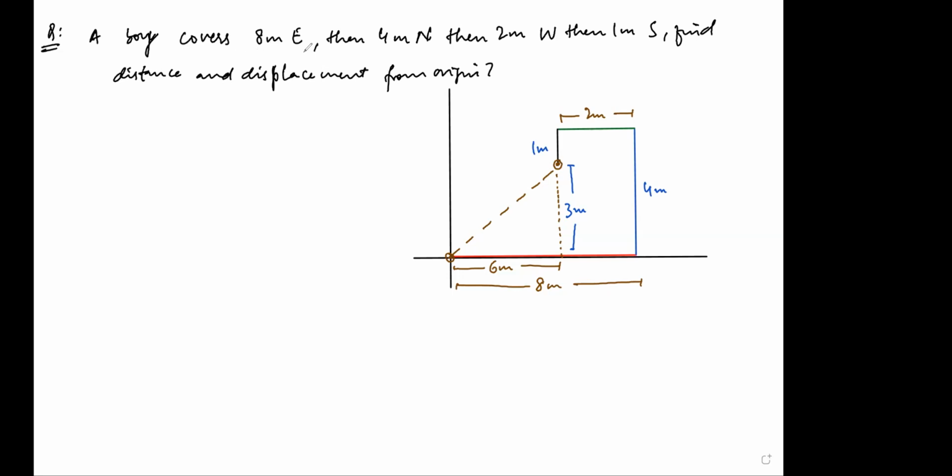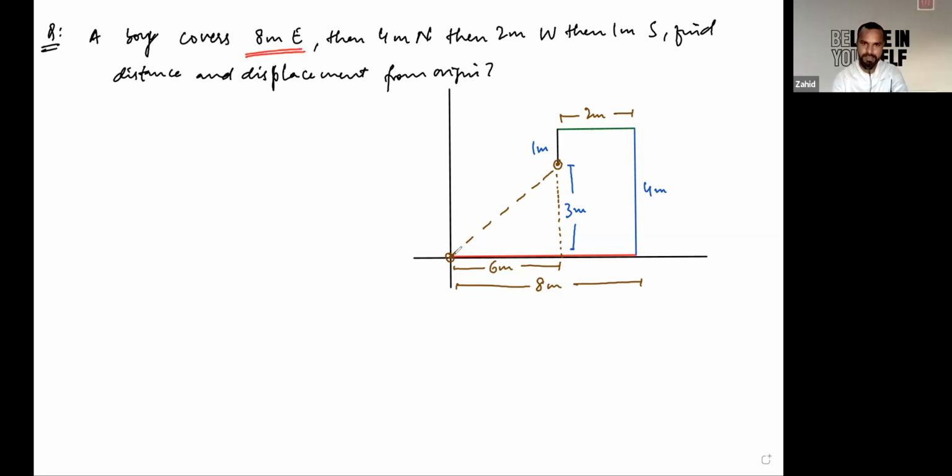A ball covers 8 meters east. So let's say you have the origin at this point, and this is along east, north, west, and south. So he's going 8 meters along east. This particular length from this point to this point is 8 meters. Now from this point, he's going along north 4 meters. And from this, he's going along west 2 meters. And from this, he's going 1 meter south. So this will be your actual path.